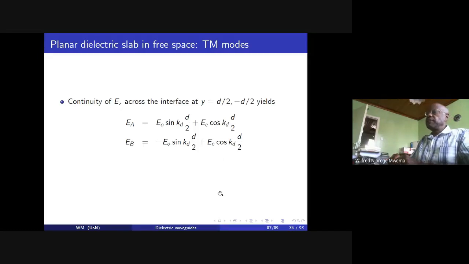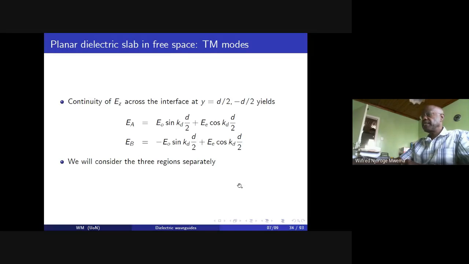Now, continuity of the Ez across the interface at y equal to d by 2 and minus d by 2 will yield solutions of the form Ea = E naught (sin kd d/2 + cos kd d/2). And Eb is going to be given likewise by the values where we say that for the odd functions, that is going to be the negative, while that one remains a positive value. So we consider the three regions separately so as to simplify the analysis.